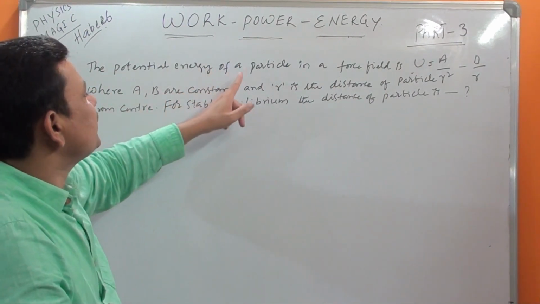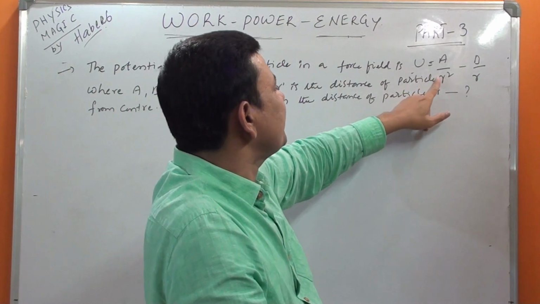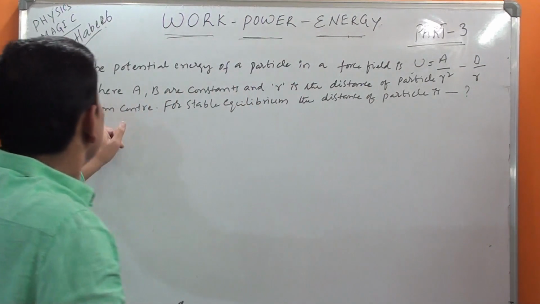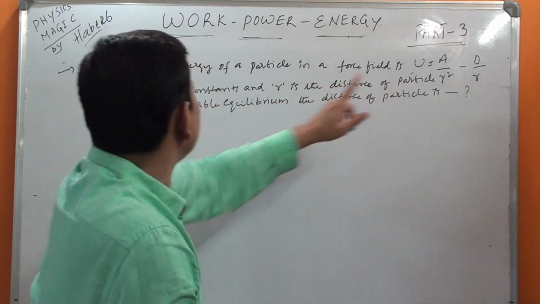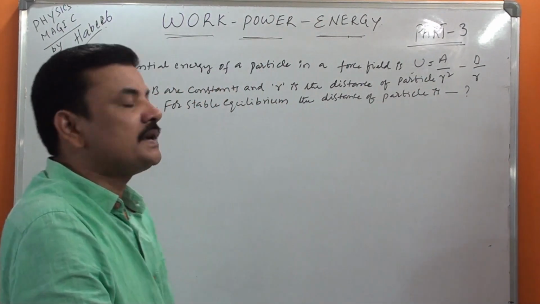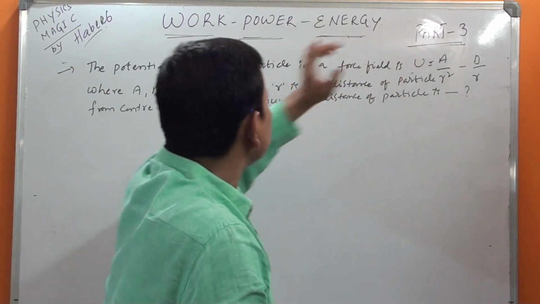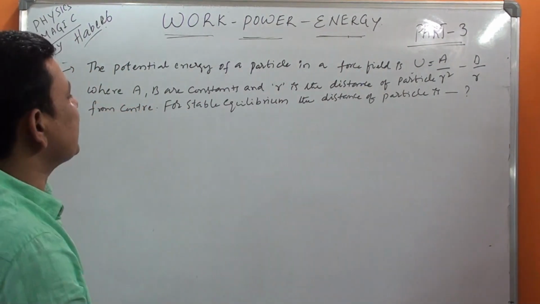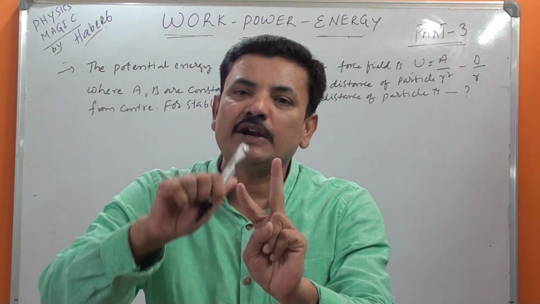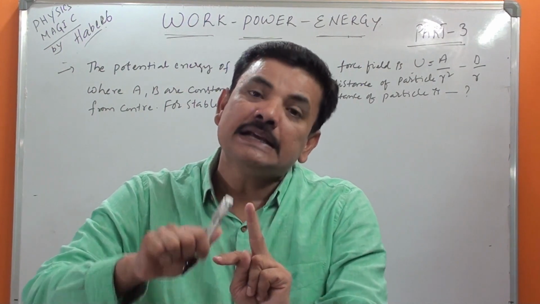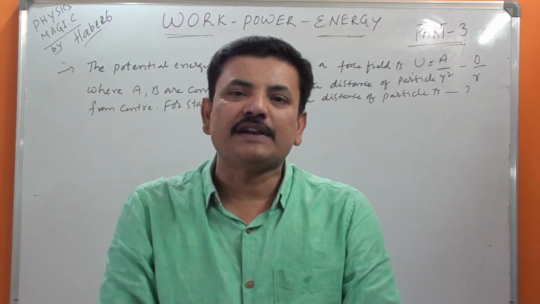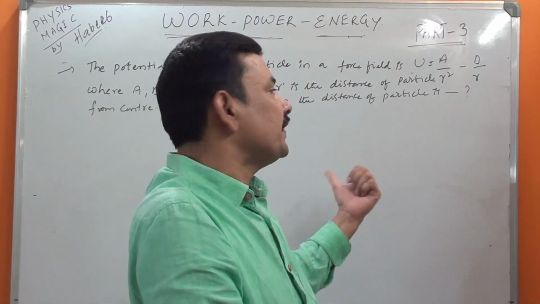So the potential energy of a particle in a force field is given by U is equal to A by R square minus B by R, where A, B are constants and R is the distance of the particle from the center. For stable equilibrium, the distance of the particle is? So the potential energy equation is given and they are asking at what distance the stable equilibrium will happen. So there are two things we have to do here. We have to find out the distance for stable equilibrium. Second, we have to prove that the equilibrium is a stable equilibrium, because three kinds of equilibriums are there. So two things are there.